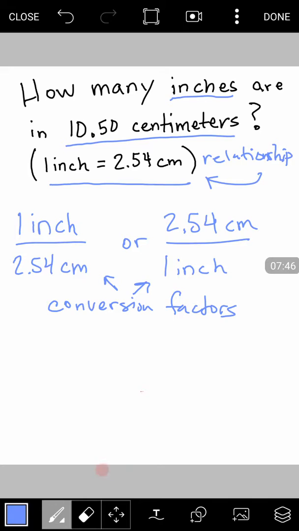Now, we're only going to use one of them to answer this question. But you want to get into the habit of writing your conversion factor one way and then just flipping it. We called that the reciprocal in math class. Okay, so there you go. There's that step. Very basic. One on the top, one on the bottom, and then just flip it.